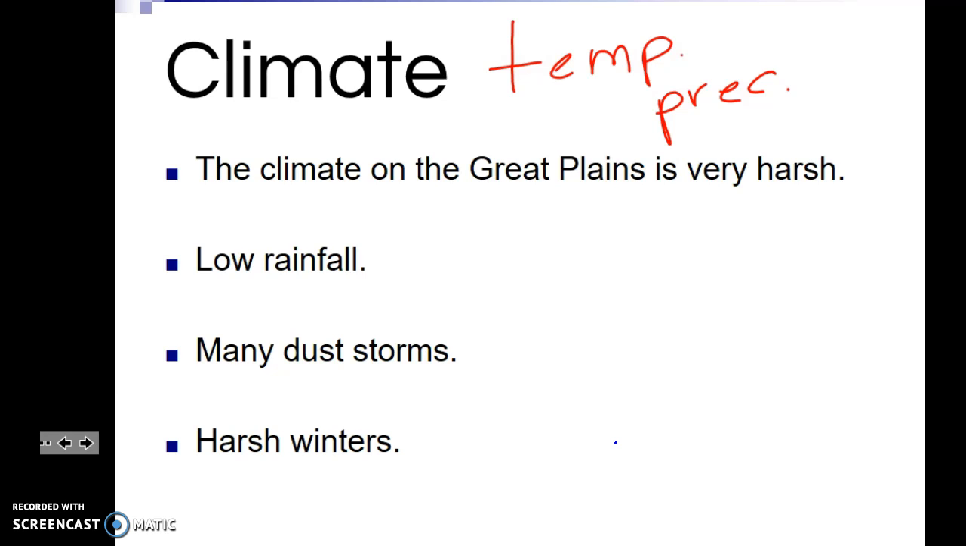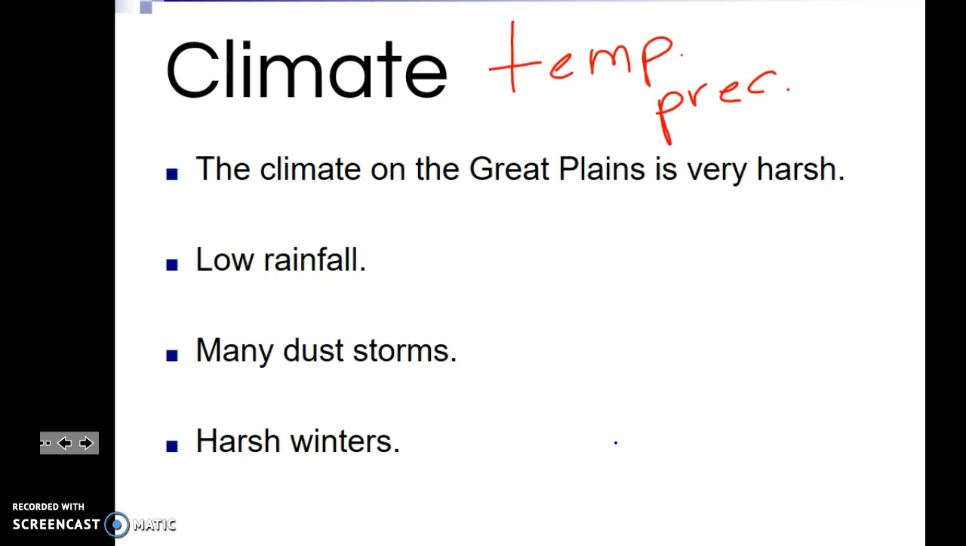So the climate of the Great Plains is very harsh, very rough. You have low rainfall, which can cause droughts. I think they get like 2 to 4 inches, maybe 2 to 10 inches of rainfall a year. Gosh, that's like 12 months. And you have many dust storms out on the Great Plains.